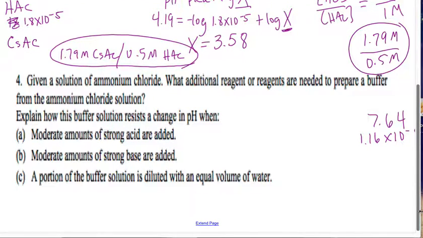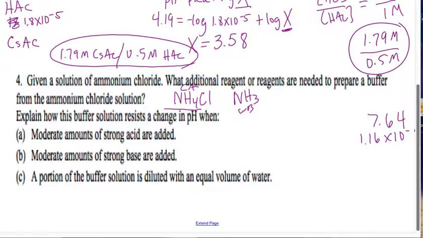Given a solution of ammonium chloride, what additional reagent or reagents are needed to prepare a buffer from the ammonium chloride solution? So we have ammonium chloride. If we want to make a buffer, what do we need to add to that? NH3. Y'all see why? This would be a conjugate acid to the weak base of ammonia. If it's a salt, the salt's always going to contain the conjugate. The salt will never contain the original acid or base of the system. Okay? So, NH3 is the answer.